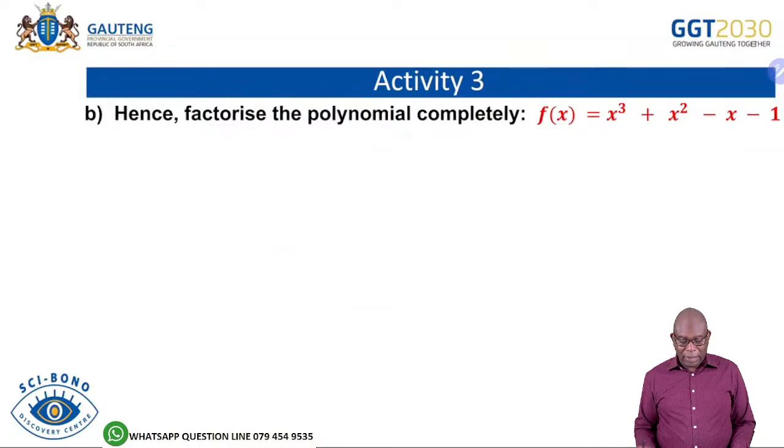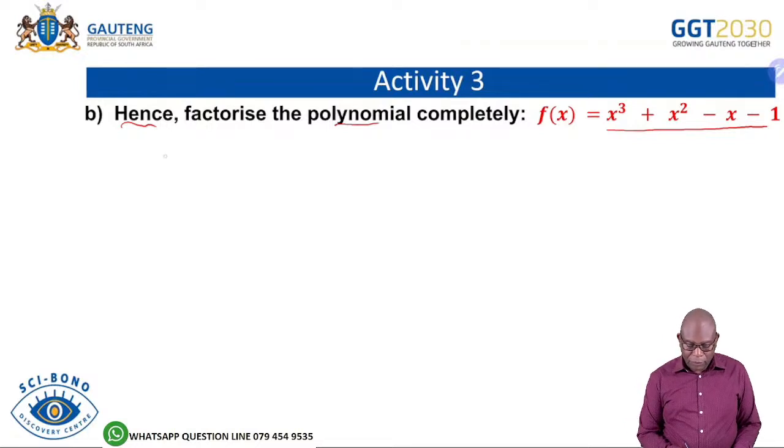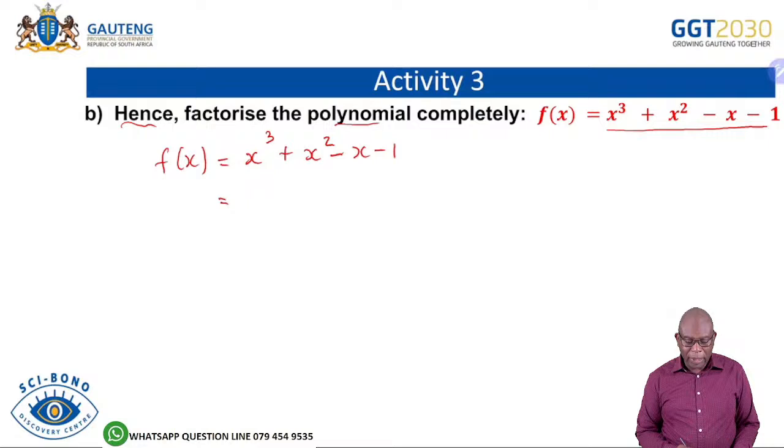In the next one it says hence factorize the polynomial. See now, we now need to factorize it. But now I already know that one factor is x minus 1. So how am I going to factorize it? Now I'm going to show you a method of factorizing by inspection. Quick one. If I've got f of x equals x cubed plus x squared minus x minus 1, then I know that x minus 1 is one of my factors, but let me try this now. I'm not going to use the word hence now. I'm just going to show you the easy way to do it.